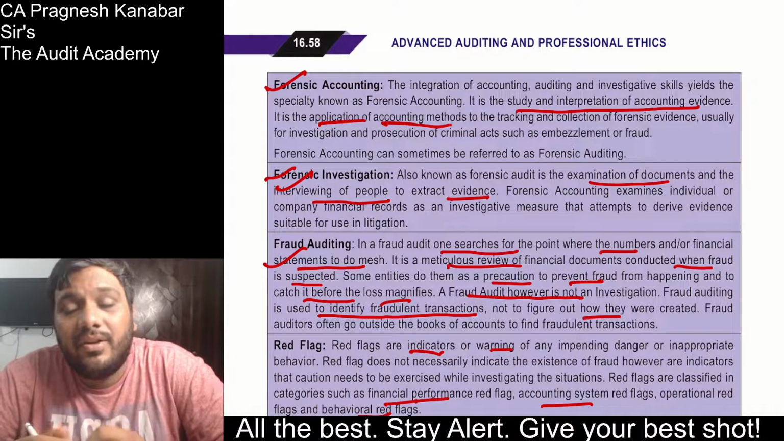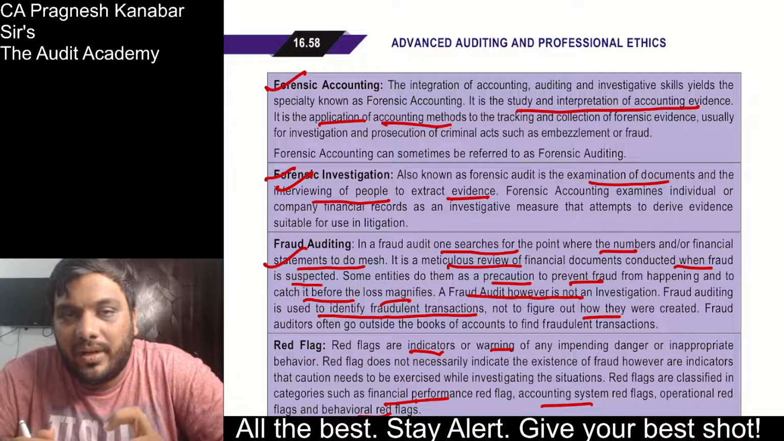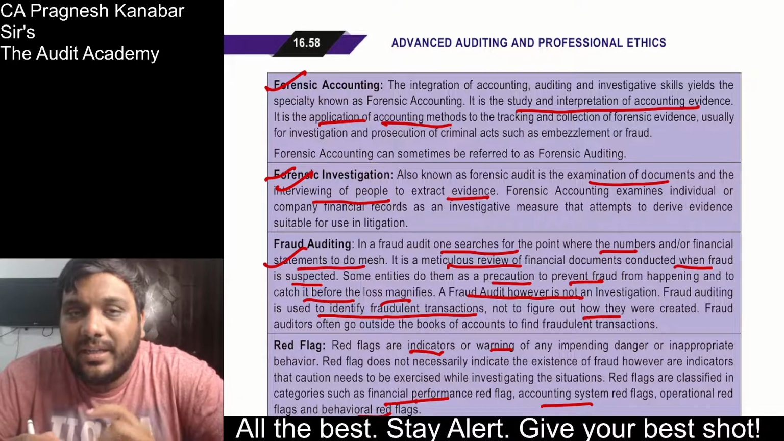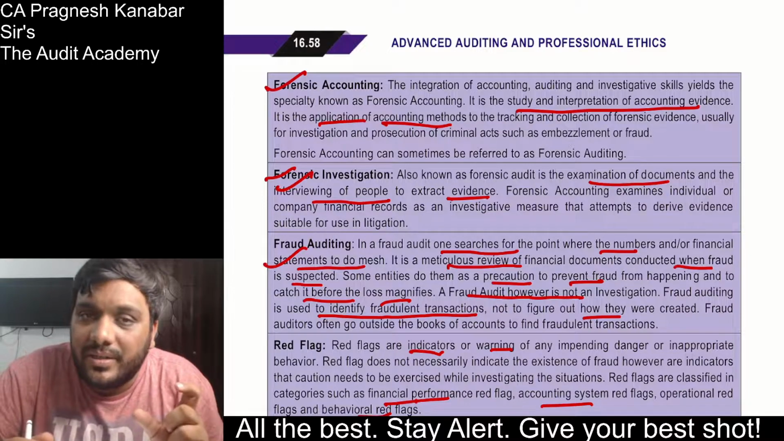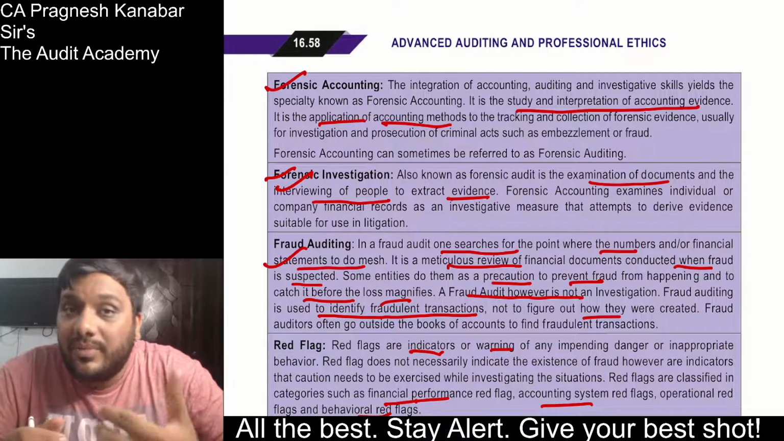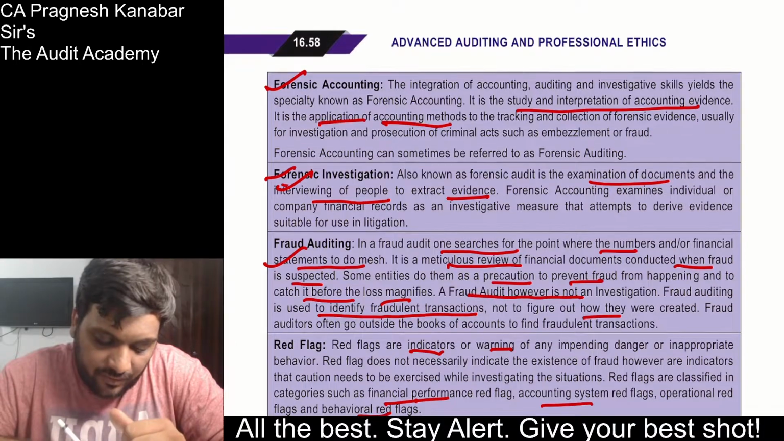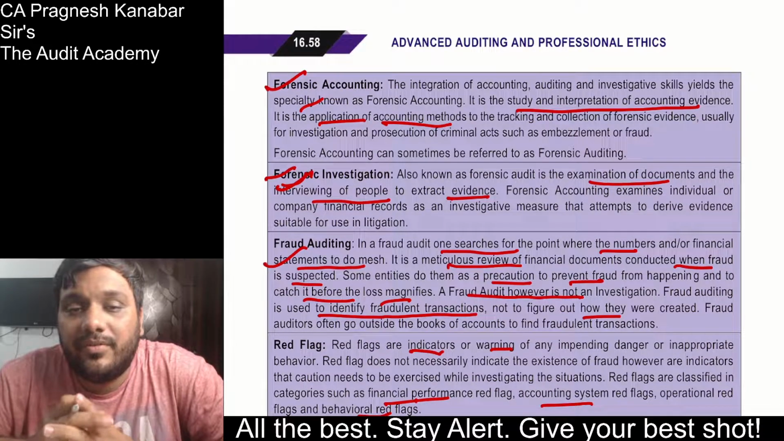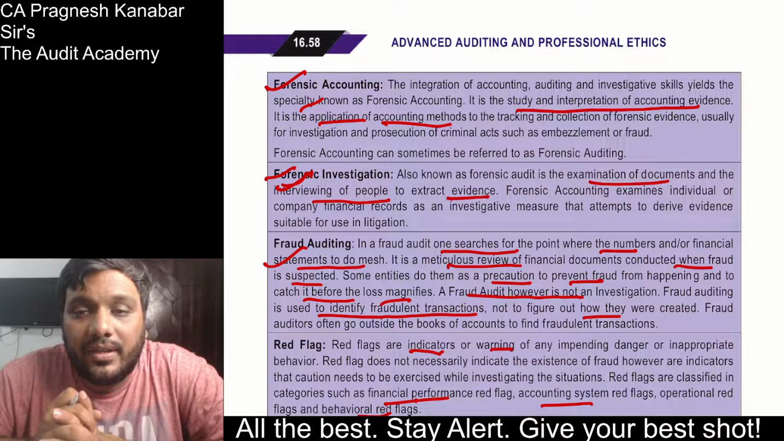Forensic investigation is when you are going to interview people, and when you are going to adopt some other techniques and look at some other documents, and from there you are going to find out the fraud. So that is forensic investigation. That is the difference between forensic accounting and forensic investigation.